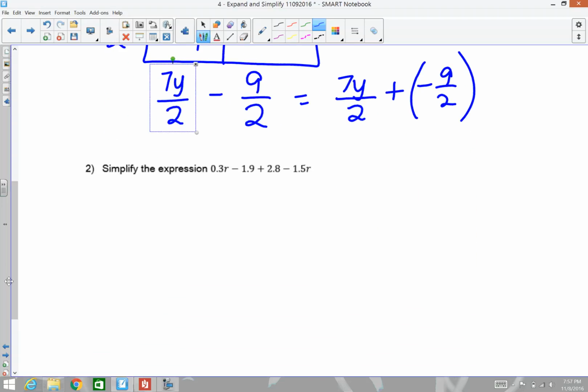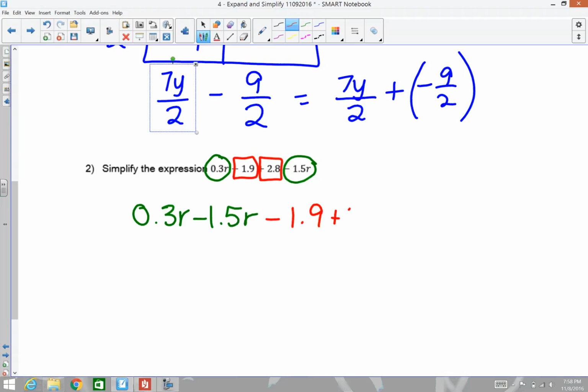For part 2, we're simplifying. Okay, so that means combining like terms. We're going to use shapes to group our similar or our like terms. So maybe we put circles around the r family and maybe boxes around our constants, including the signs in front. Let's regroup. Okay, I'll put the r family together and the constants together. And we're almost going to treat these like two separate problems.